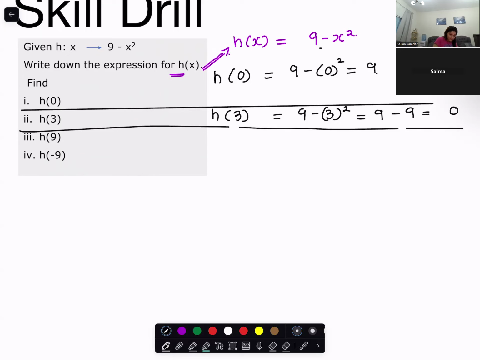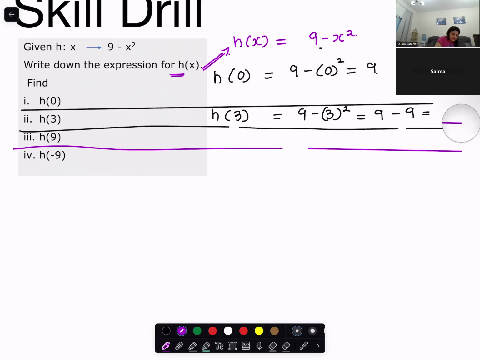Now they want you to find the value of your function when x is 9. So you replace x by 9. So h of 9 will be 9 minus 9 square. That is 9 minus 81. So this gives you minus 72.